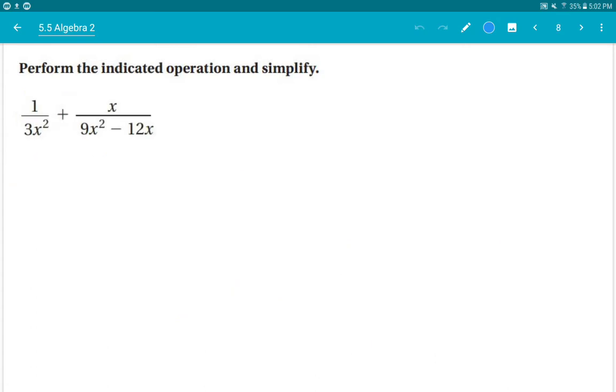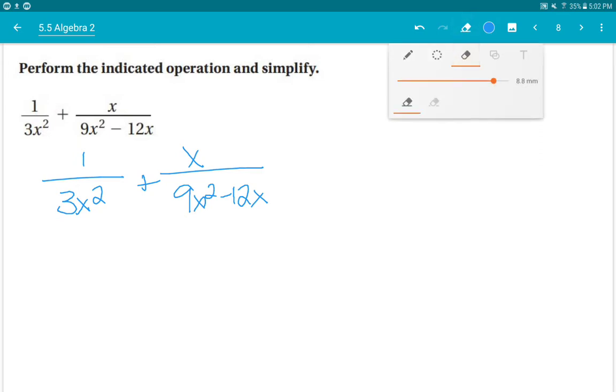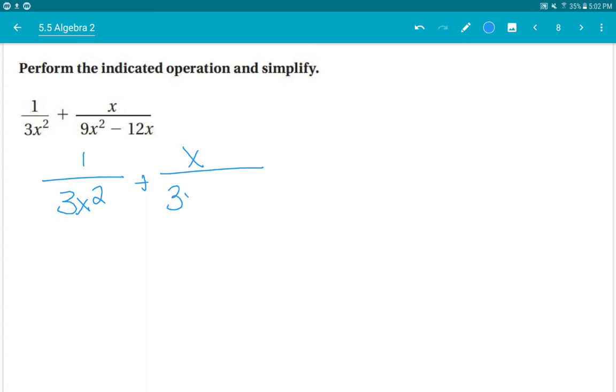This is definitely a good one for you guys to see because it's a little more complex. We have to think a little bit more. So here I have 1 over 3x squared plus x over 9x squared minus 12x. What you need to do first is factor your denominator. To save some space, I'm going to rewrite this denominator in factored form, so that the GCF between 9x squared and 12x is 3x times x minus 4.